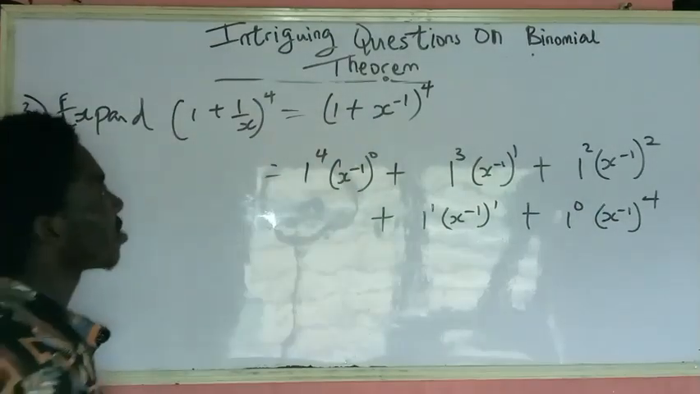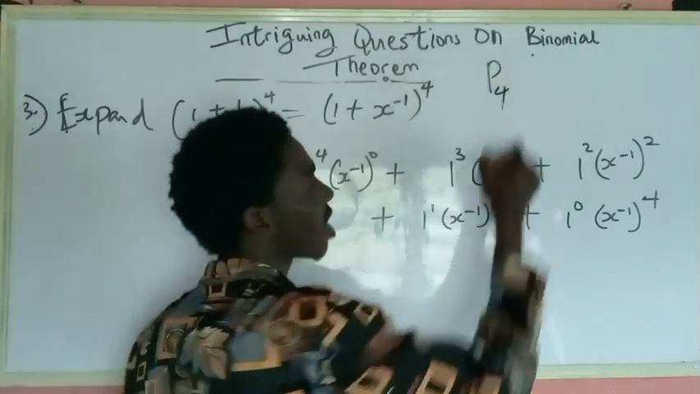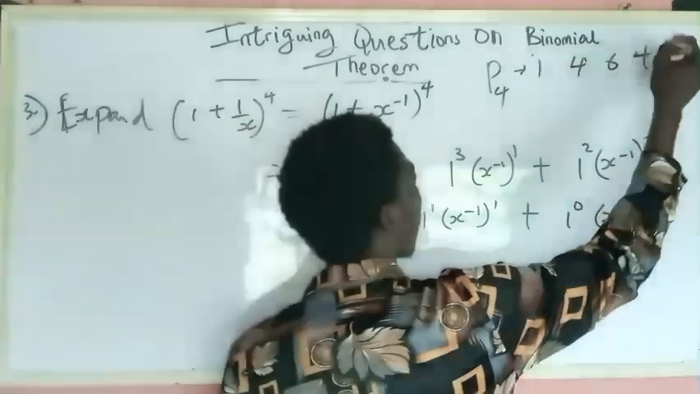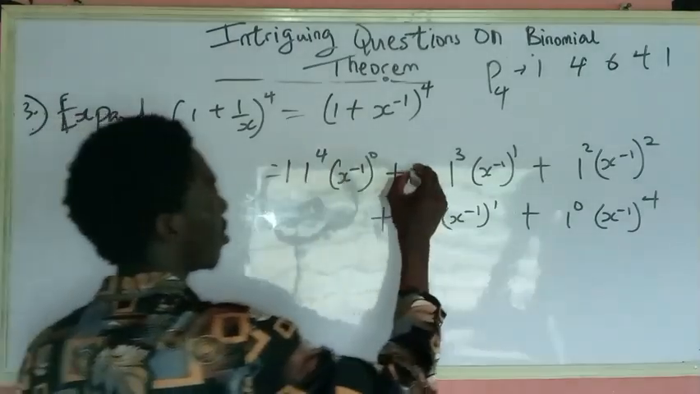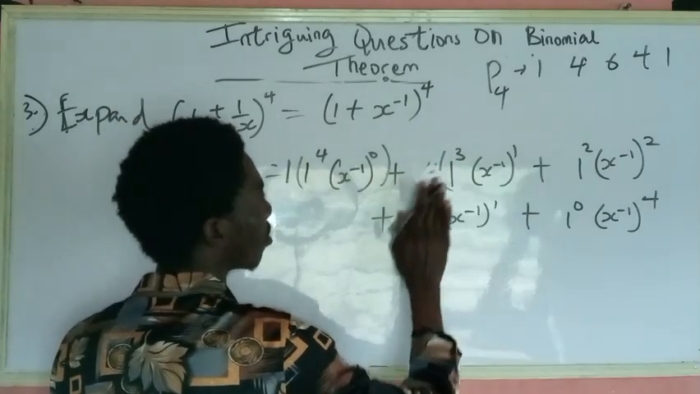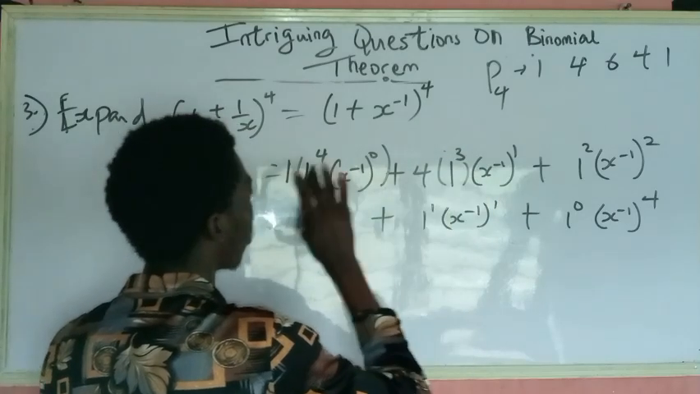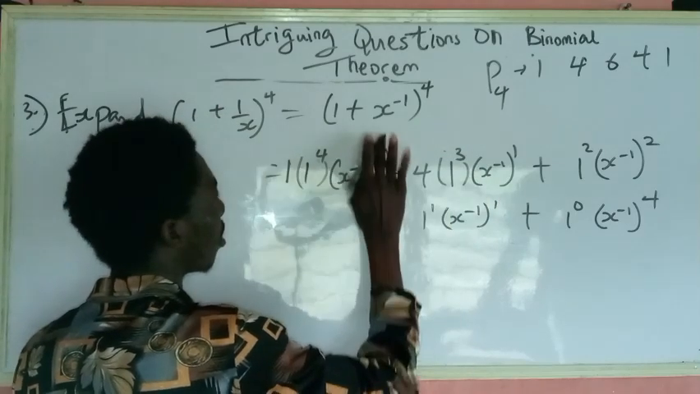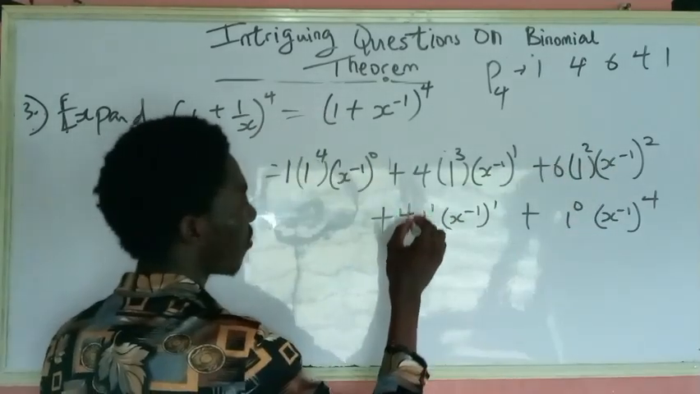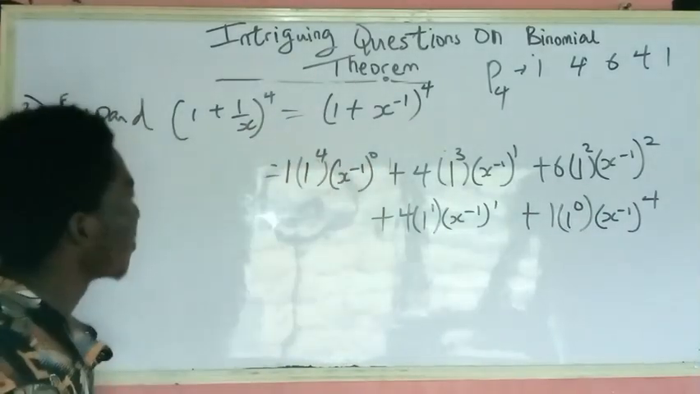So how do you do that? Now, what will be the coefficients here, and here? For Pascal triangle of the fourth row, we have 1, 4, 6, 4, and 1. So here is 1, 4, so you have a 6 here, you have a 4, you have a 1. Good. So now what do you do here?